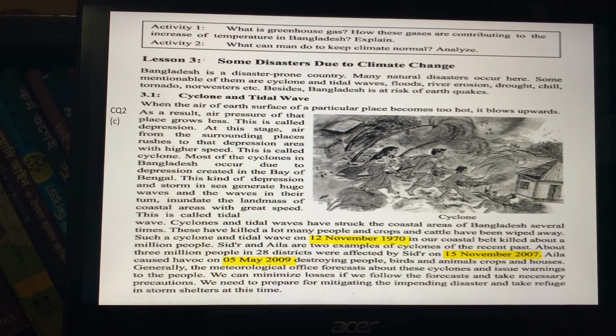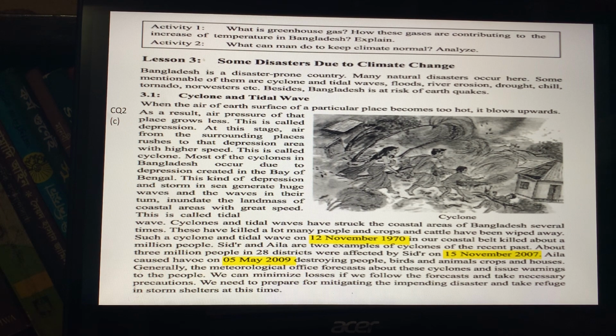Okay, what is cyclone? When the air of Earth's surface of a particular place becomes too hot, it blows upwards. We already know all these things from your science book, I think so. So over there, low air pressure happened. This low air pressure is called depression. So at this stage, what happened? Air from the surrounding places rushes to the depression area with higher speed, and this is called cyclone.